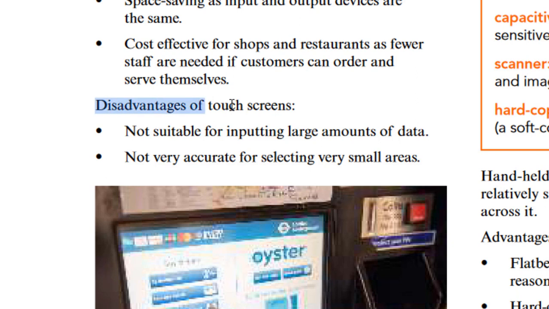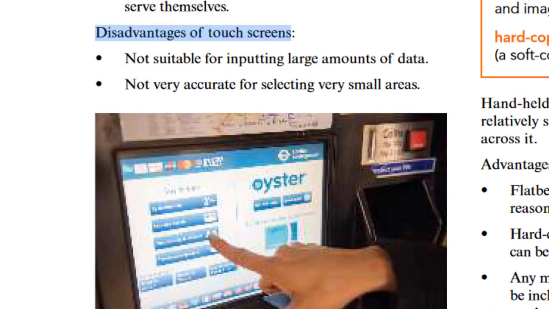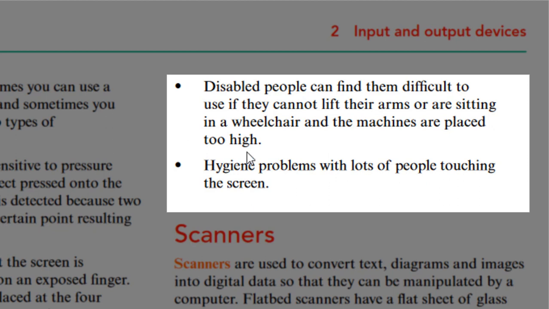Now moving on to disadvantages. It's not suitable for inputting large amounts of data, if you're typing a whole document, for example. Not very accurate for selecting very small areas. Two more disadvantages: disabled people can find them difficult to use if they cannot lift their arms or are sitting in a wheelchair and the machines are placed too high. Hygiene problems with lots of people touching the screen.